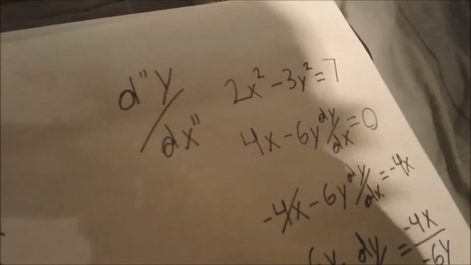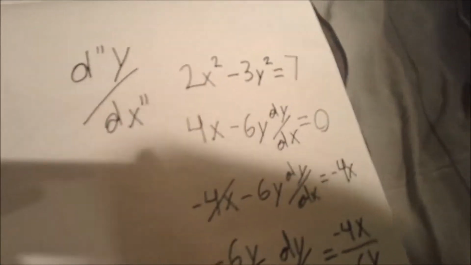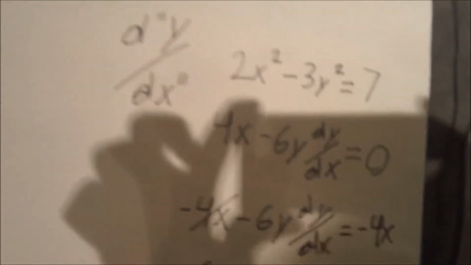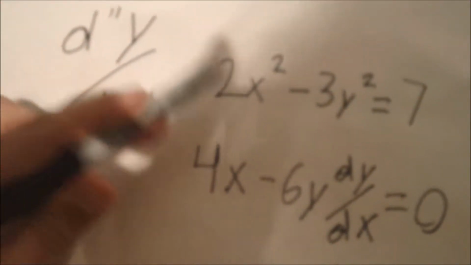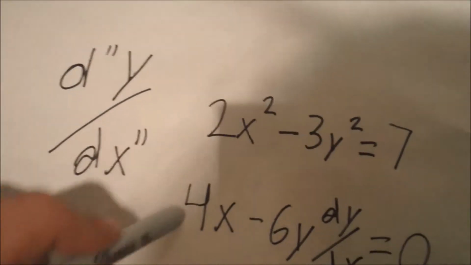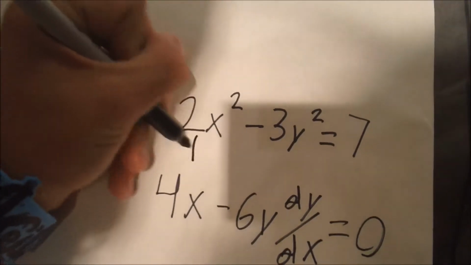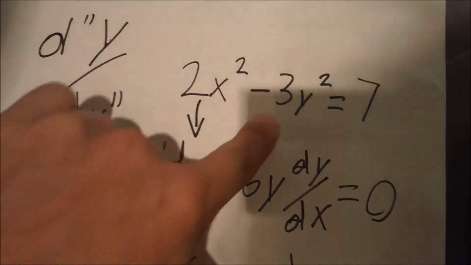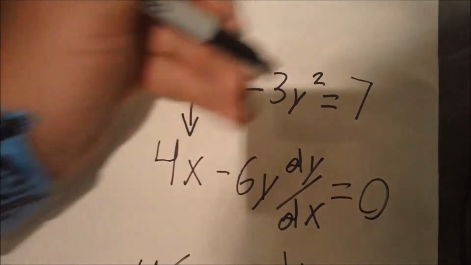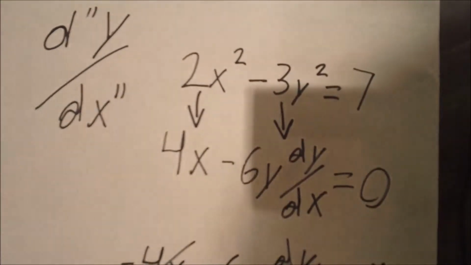Now we're going to find the second derivative of 2x squared minus 3y squared equals 7. Let's jump right into it. Starting off with your original equation, here we find the derivative of this one. So 2x squared, the derivative is 4x. Negative 3y squared, the derivative is negative 6y dy over dx.